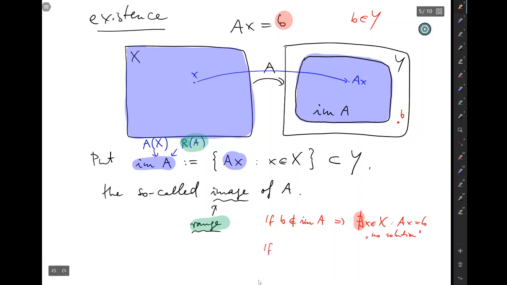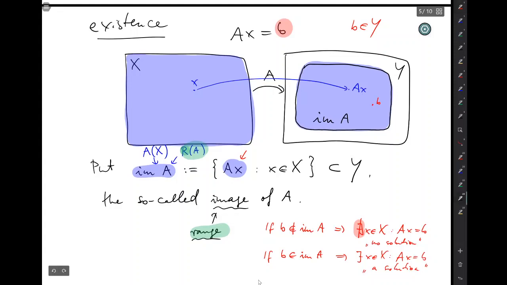Or conversely, if B is an element of the image of A, so if B is in here and not out there, well then, just by definition, B is one of these guys, right? So B is one of these elements that can be written as A of x. There must exist an x in X such that B is A of x. So there is a solution. Okay, so you can see that looking at this set image of A completely solves our question about the existence of solutions. If the right hand side B is in the image, then there is a solution. If it's not, then there's no solution.